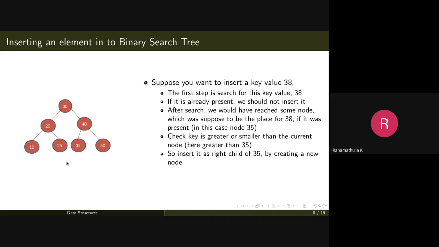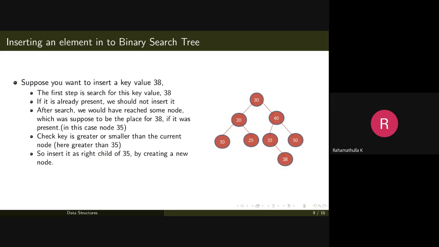Now we are clear that 38 is not present, but 38 is greater than this node, so it can have two children, a left child and a right child. An element which is less than 35 only will go here. Now 38 is greater than 35, so it should go as a right child of 35. So we should insert 38 as a right child of 35 by creating a new node. So 38 will be inserted as a right child of 35. That's it. That's how we insert an element into a binary search tree.